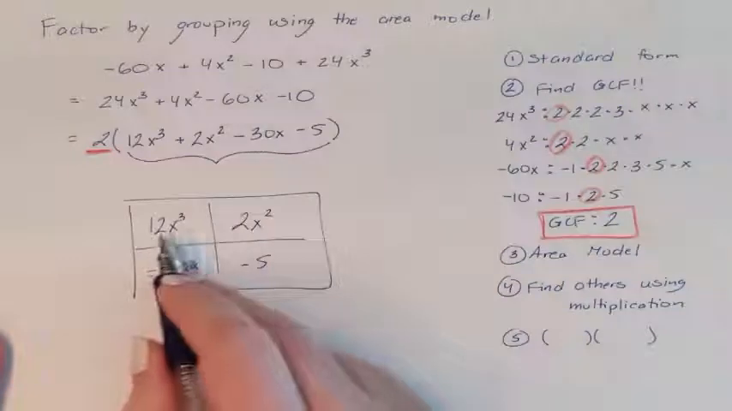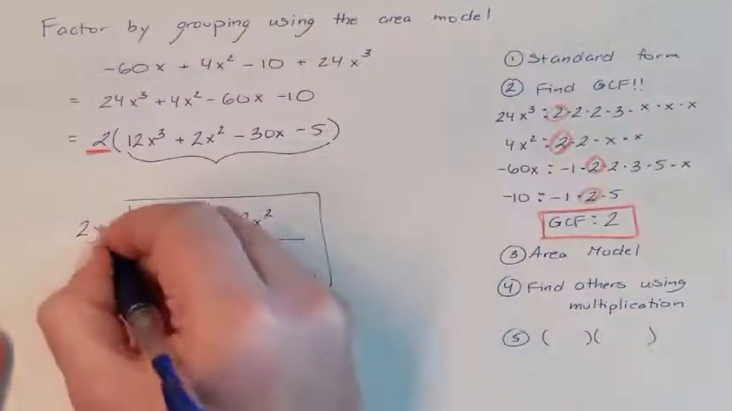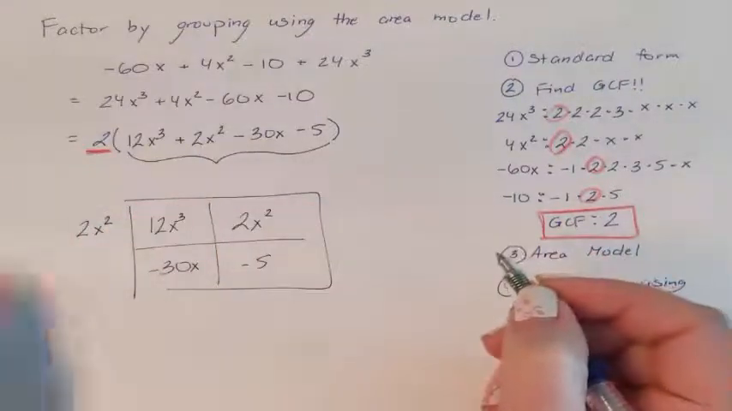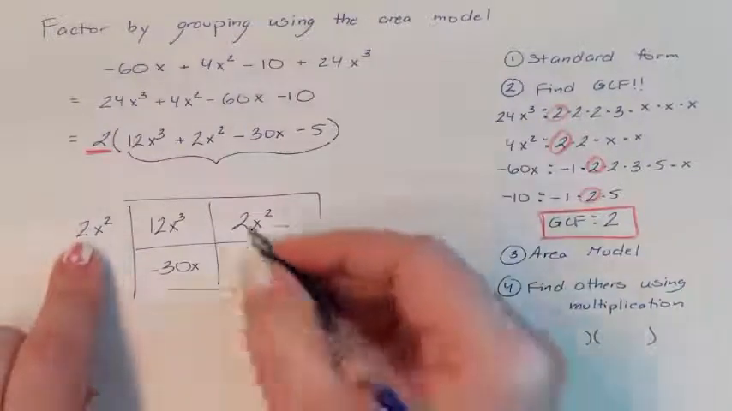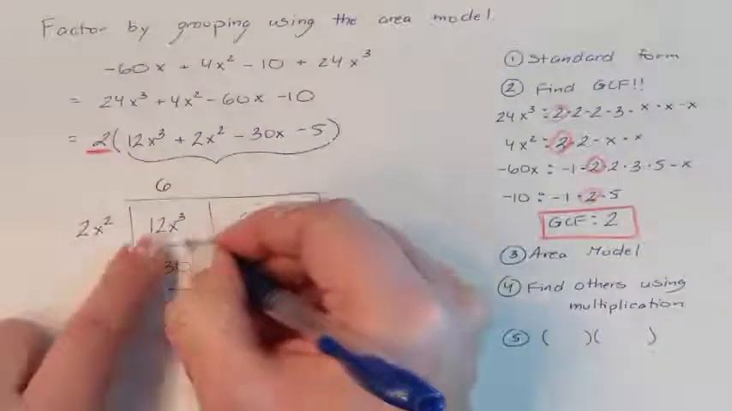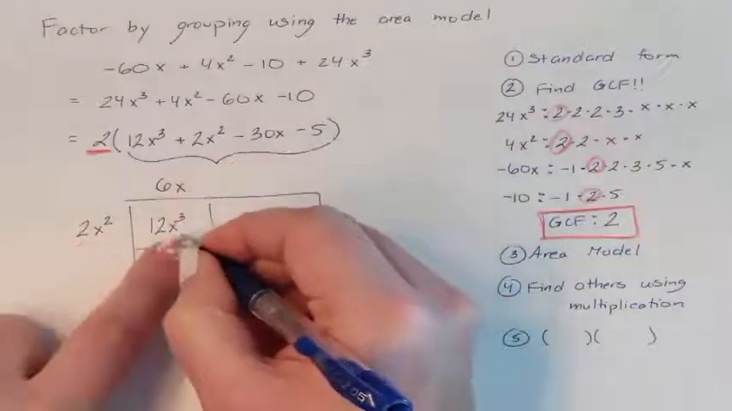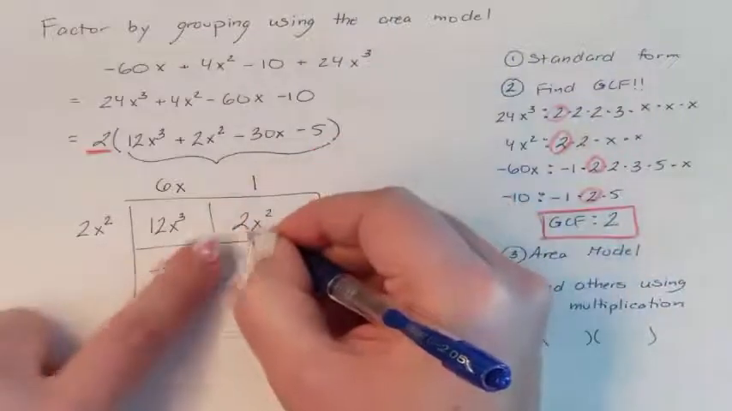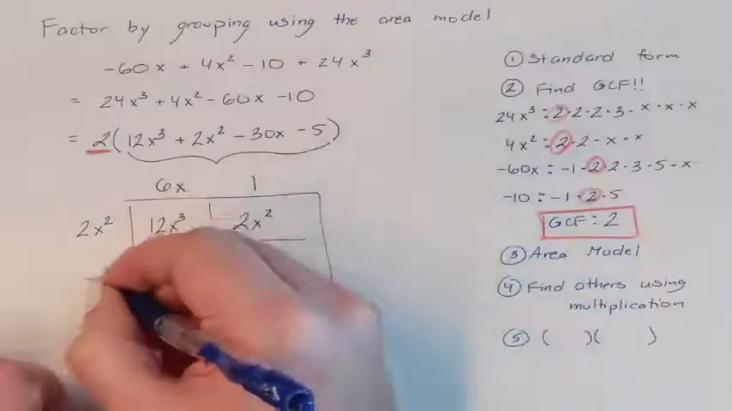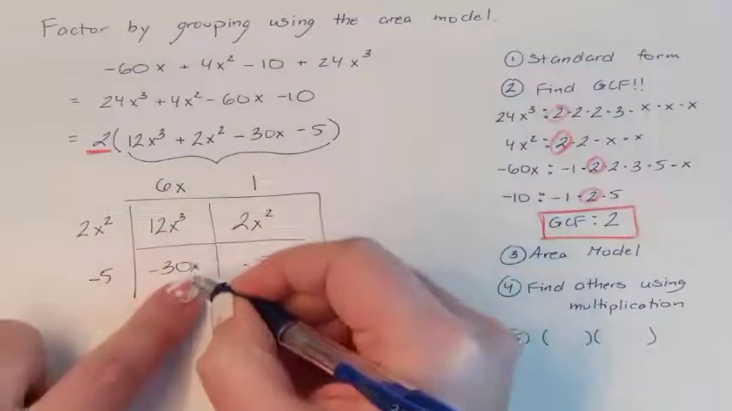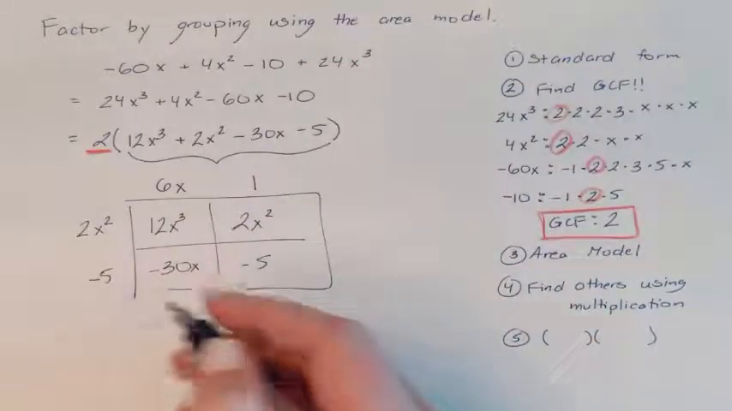So 12 and 2. The number 12 and 2 have in common is a 2. If this is x to the third and that's x squared, the most number of x's they have in common is 2, so it's x squared. The minute I find 1, the next step is to find everybody else by multiplication. So 2 times 6 will give me the 12. X squared times x will give me the x to the third. 2 times 1 will give me the 2. X squared times 1 will give me the x squared. 6x squared times a negative 5 will give me a negative 30x. Negative 5 times 1 does give me a negative 5. So I went ahead and I double checked everybody.